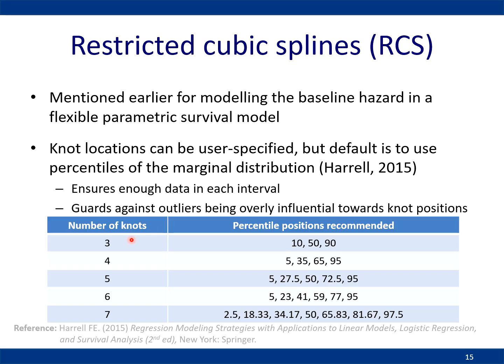So we can increase complexity and curvature of the function by increasing the number of knots, and here are the percentile positions that are recommended by Harrell for the different numbers of internal knots. So if there were 3 knots, Harrell would suggest using the 10th, 50th and 90th percentile.